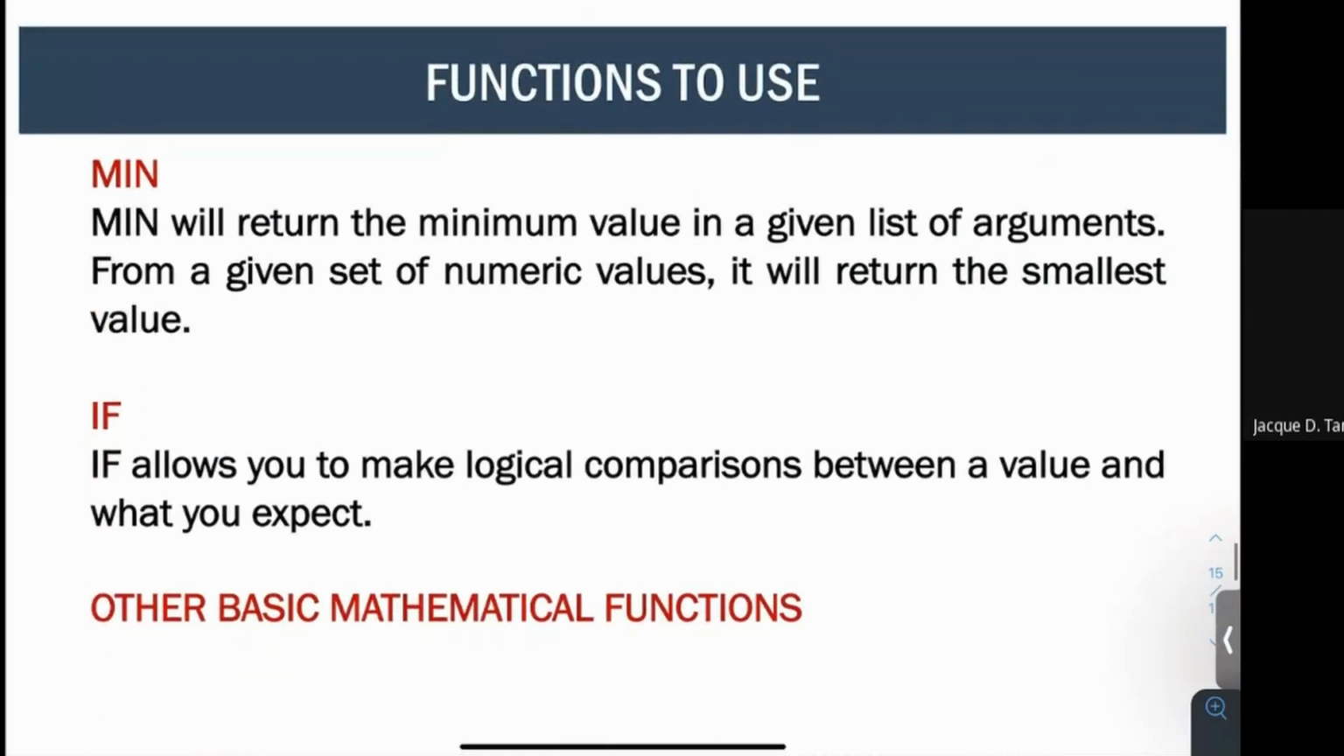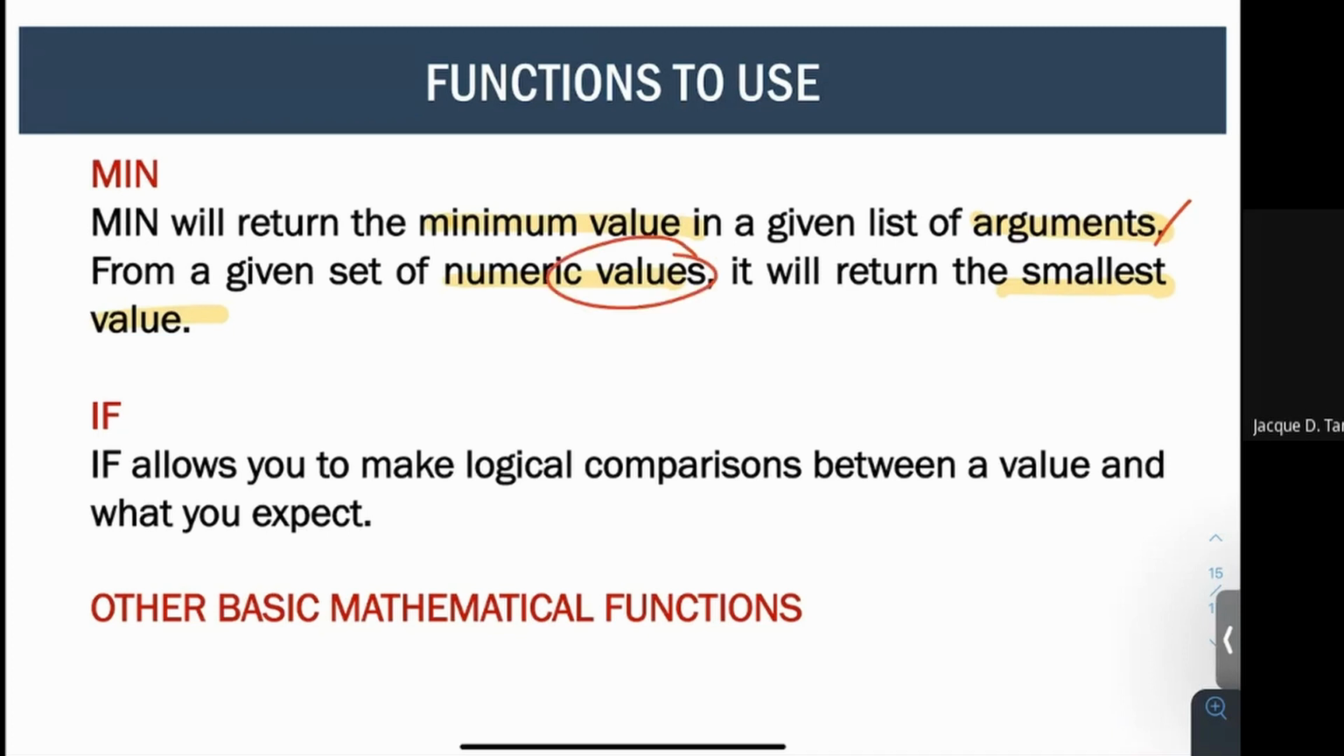To automate our cost of goods sold, here are the different functions that we will use. We have only two functions and other basic mathematical functions to compute for the other items. I only chose two functions here so that we can easily create our automation for your inventory. First, your MIN function. Your MIN function will return the minimum value in a given list of arguments. From a given set of numeric values, it will return the smallest value. You can either use different arguments or you can use numeric values.